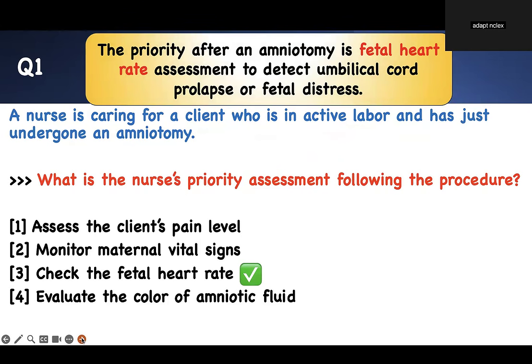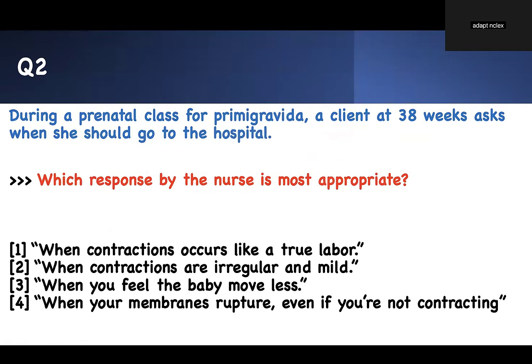We're going to use the same strategy. For each question, we talk about the concept and use critical thinking to find the answer choice in this maternity nursing NCLEX review practice test number 5. Number 2: during a prenatal class for a primigravida, that means first pregnancy, a client at 38 weeks asks when she should go to the hospital. What is the question asking? When is the first time to go to the hospital to know if you're in labor so that you can go deliver, if this is your first pregnancy? Which response by the nurse is the most appropriate?